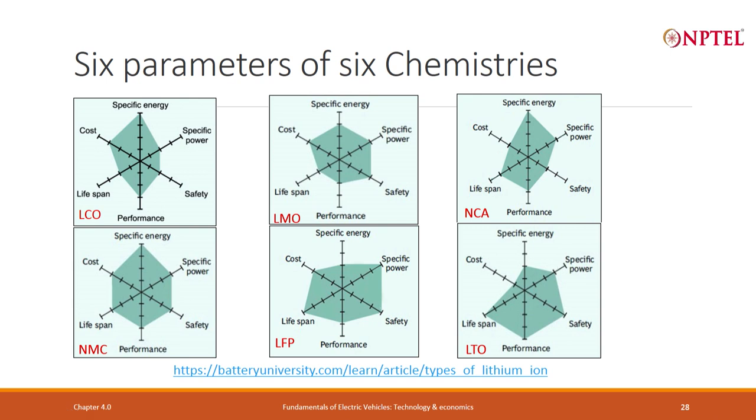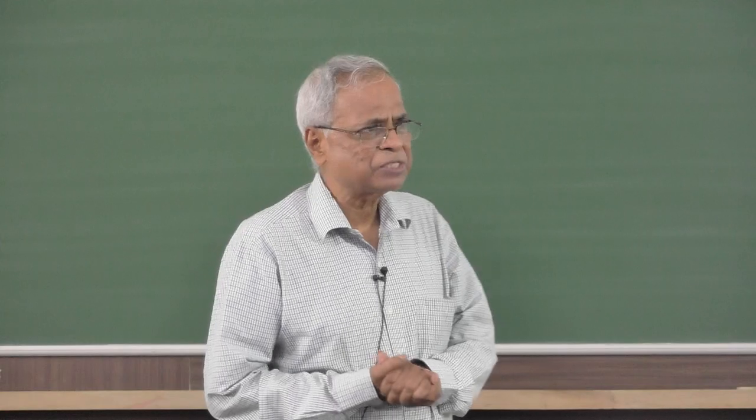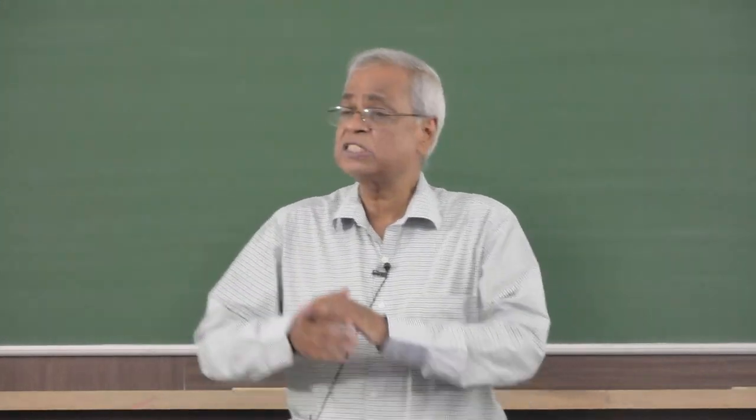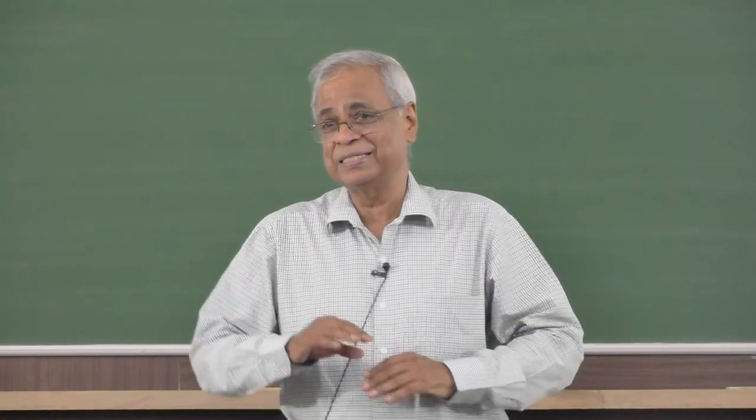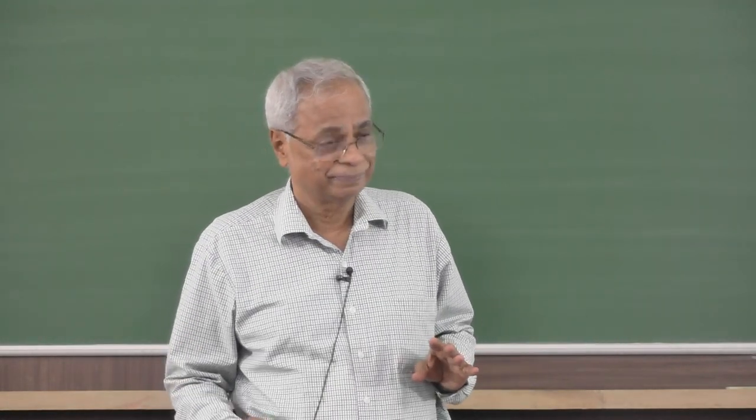I have taken this from a website called Battery University. In fact, much of the material in this chapter has been taken from Battery University. It is a good description of these things. So, to sum up, battery chemistries for electric vehicles for some time to come are NMC graphite and NCA graphite. I will look at future batteries in a short while.